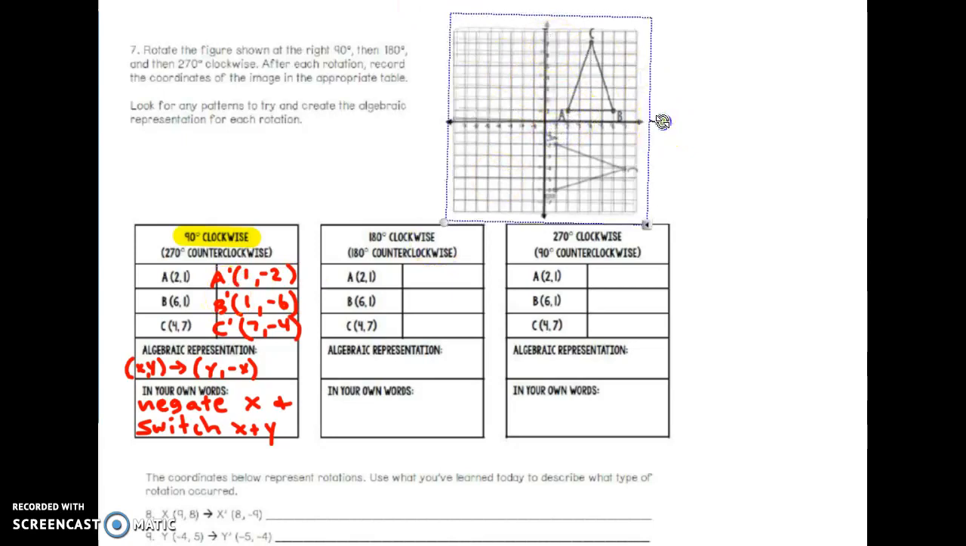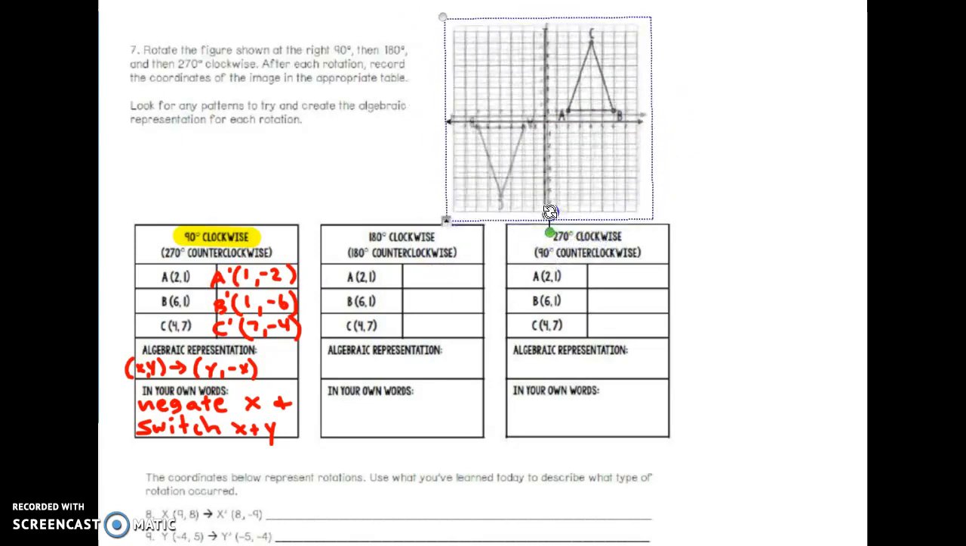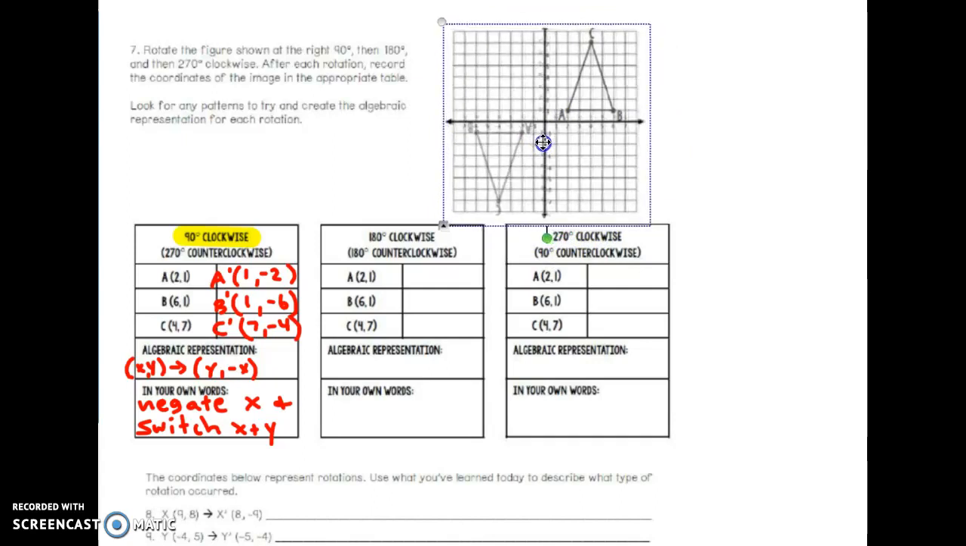Alright, so for the next one, it says we have to do a 180. So I already had my transparency turned 90. If I do a 180, it should look like this on your paper. If you go ahead and spin that so that the triangle is completely upside down, C is pointed up in the original shape, a 180 would turn it completely upside down just like this. We're going to do the same thing. We're going to look at those coordinates. We're going to see if we can find a pattern.